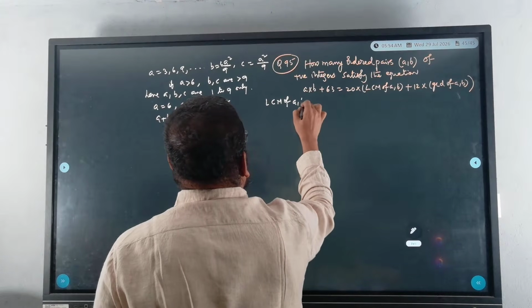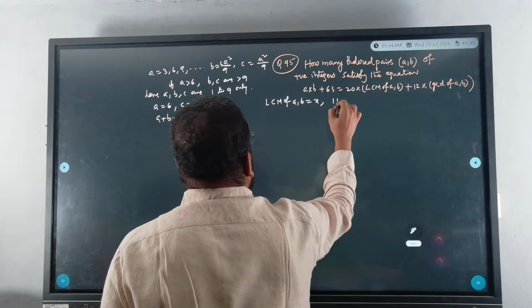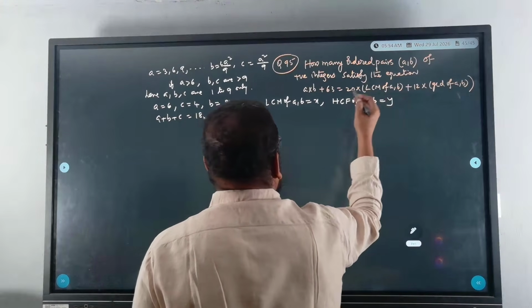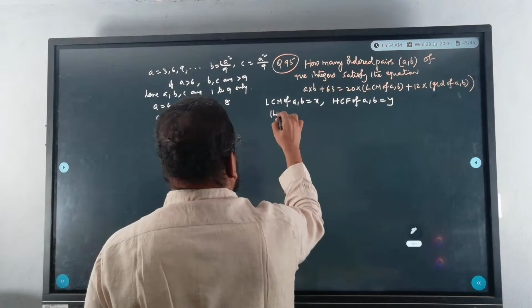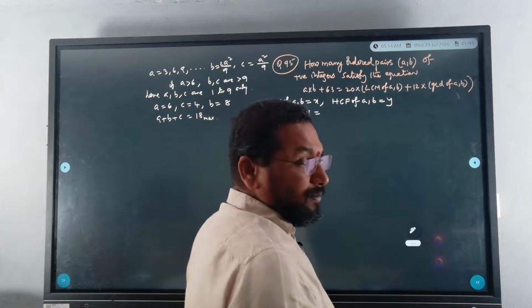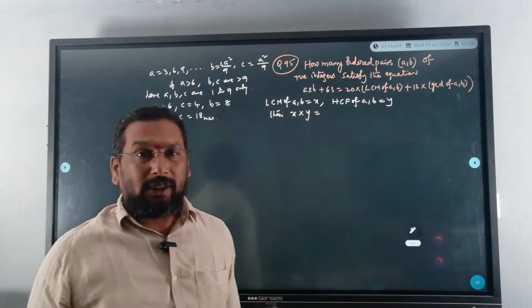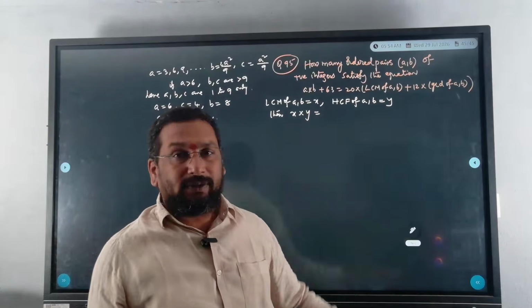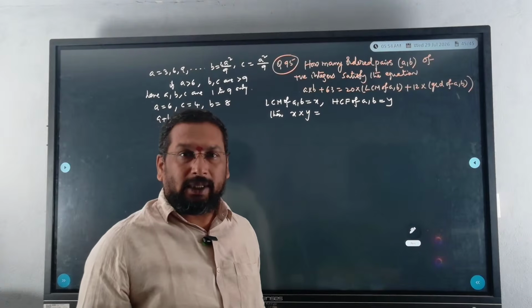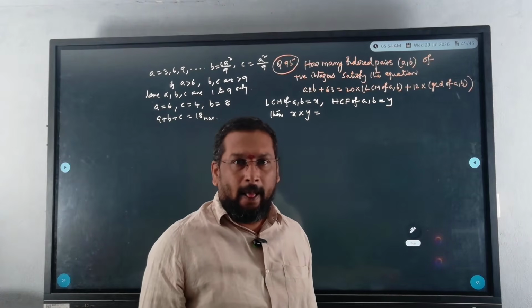LCM of a, b is equal to x, HCF of a, b is equal to y, then x into y is equal to what? If two numbers are given and their LCM and HCF are given, what is the relation among the numbers and their LCM and HCF?